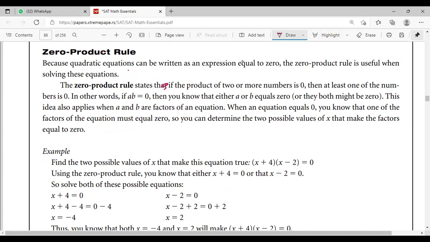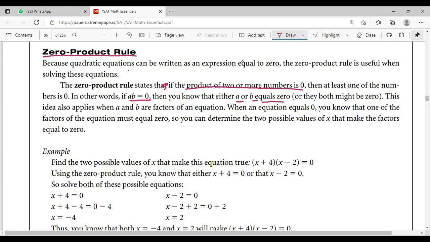The zero product rule. Because quadratic equations can be written as an expression equal to 0, the zero product rule is useful when solving these equations. The zero product rule states that if the product of two or more numbers is 0, then at least one of the numbers is 0. In other words, if AB is 0, then either A or B equals 0. This idea also applies when A and B are factors of an equation.